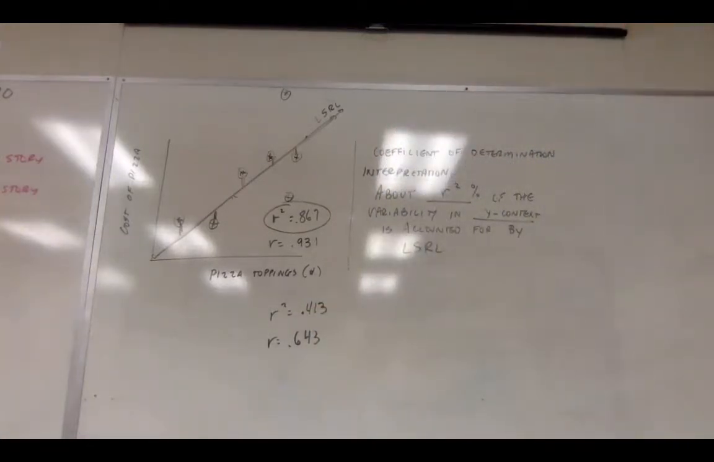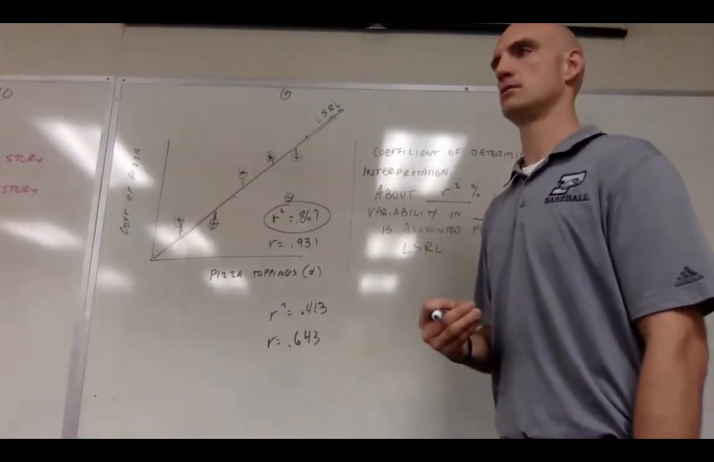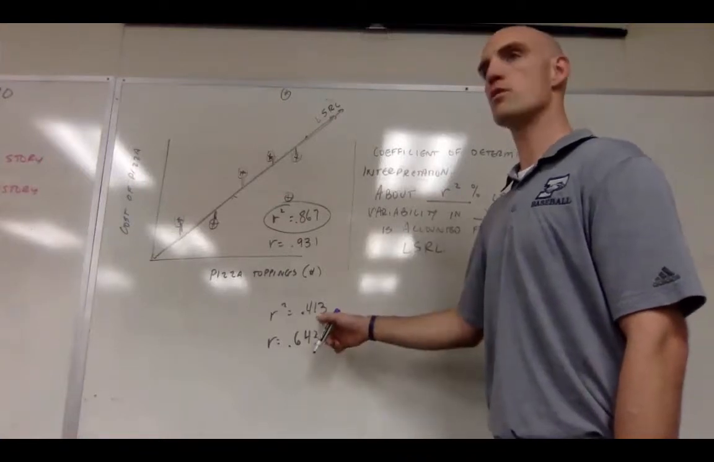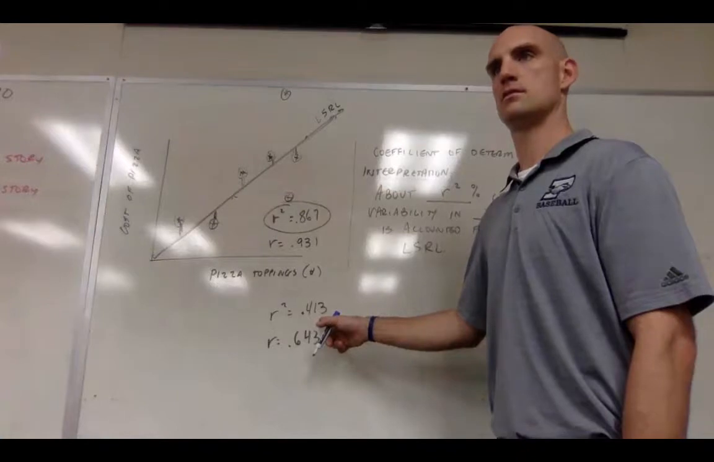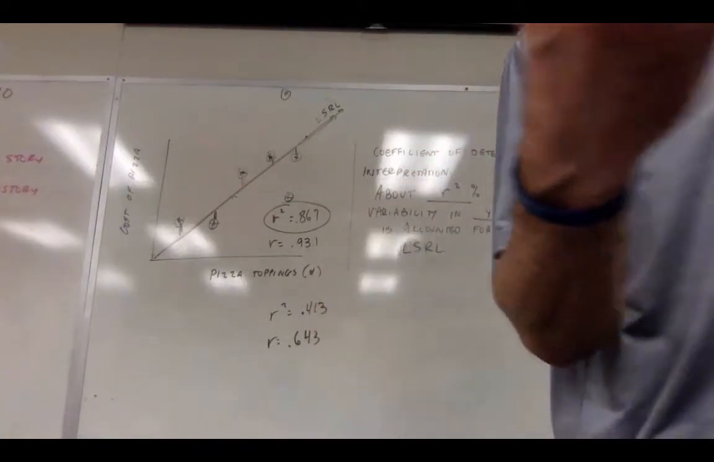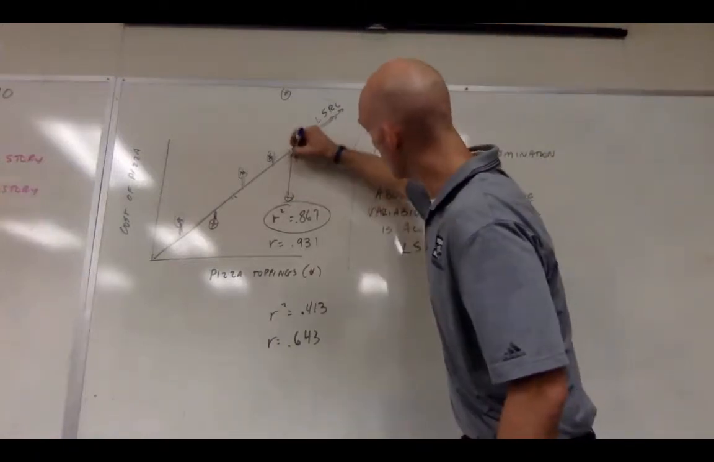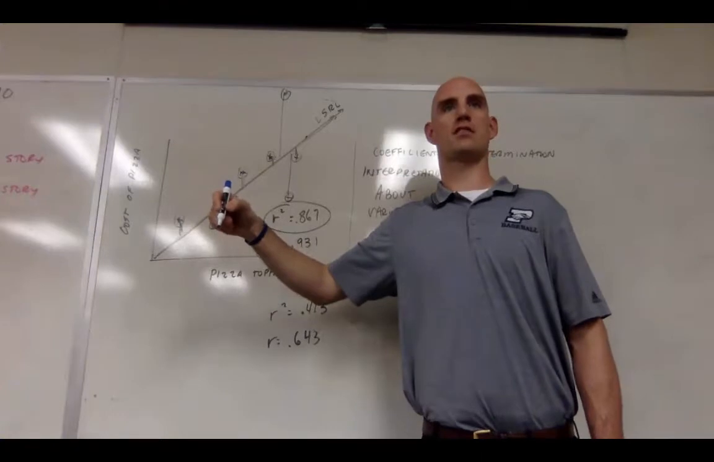So as my correlation goes down, less of the variability is accounted for by my least squared regression line. That makes sense? So now only 41% of the variability is accounted for by the least squared regression line. So the less closely linearly associated things are, the more variation there is, which means less of it is going to be accounted for by the least squared regression line. Does that make sense?